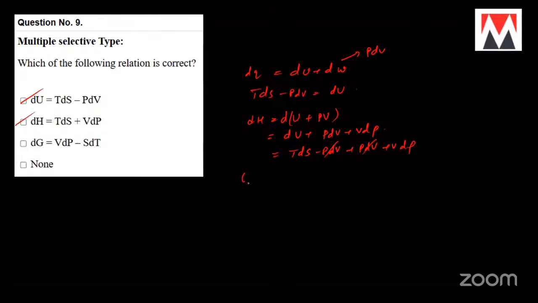This is also correct. G is equal to H minus TS. So you get DG is equal to DH minus TDS minus SDT. So you have TDS gets cancelled. You get minus SDT plus VDP. All are correct.